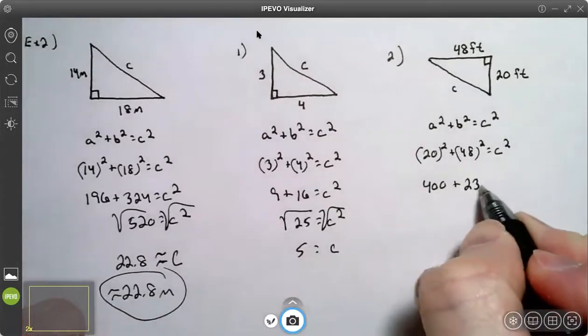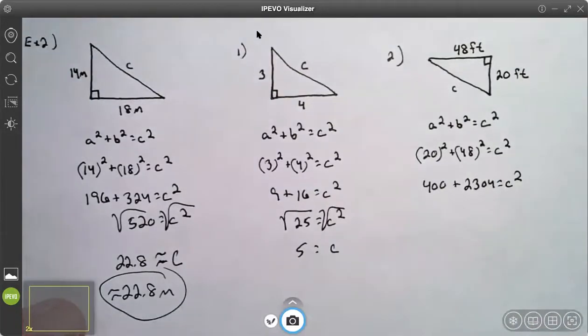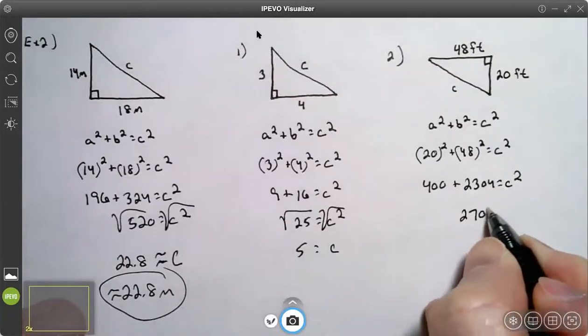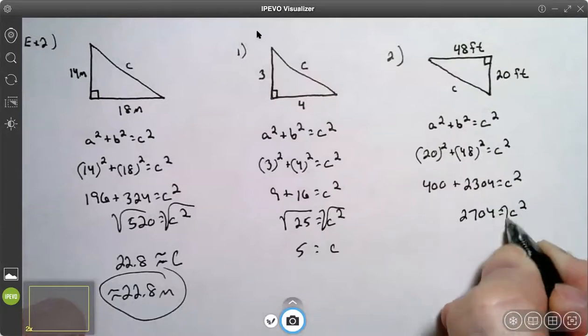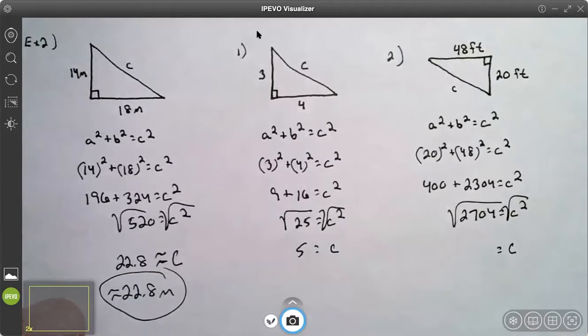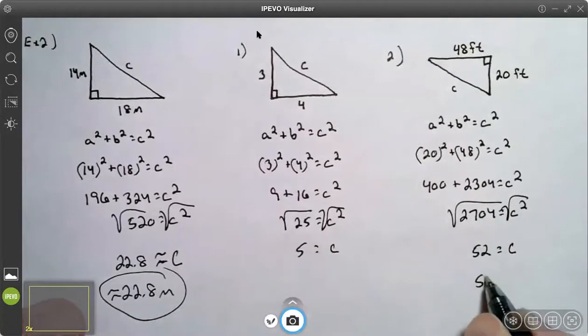Is 2304. Now just leave that in my calculator and I hit plus 400. And I get 2704. Take the square root of both sides. And the square root of 2704 is exactly 52. And since we were given feet, the answer is 52 feet.